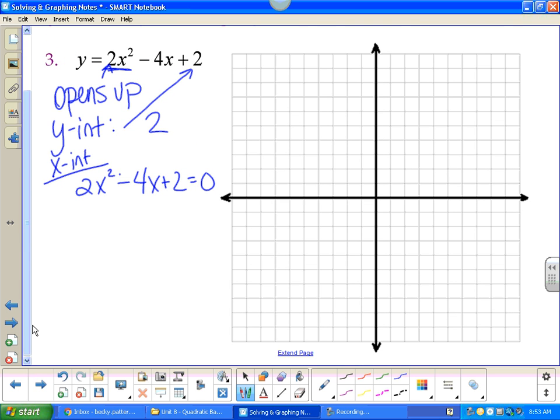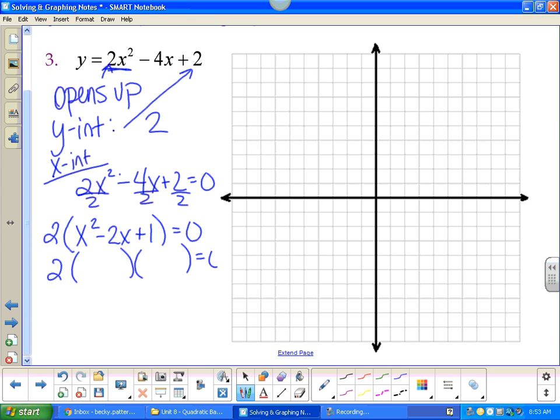Okay, so what kind of factoring is this? Well, it's not a trinomial because it's not cute. You've got a GCF first. Remember, every time you factor, you always try to GCF first. So I'm going to pull a 2 out. So x squared minus 2x plus 1 equals 0. Now I've got a trinomial.